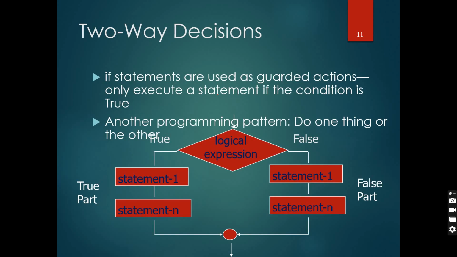So if the statements are used as the guarded condition, only execute a statement if the condition is true. Another programming pattern: do one thing or the other. So if there is a logical expression here and this expression is true, statement 1 is executed, or else statement n is executed. If it is false, statement n is going to be executed. Like this, there is a logical expression that is going to decide which statement you want to execute. Okay.